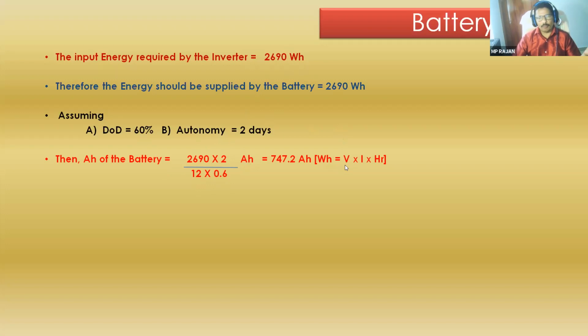Watt is equal to the product of volt into current. So watt hour means V into I into hour. I means A, ampere. So if this is divided by V, we will get I into time, or A into time, Ah. So system voltage we already decided is 12 volt.